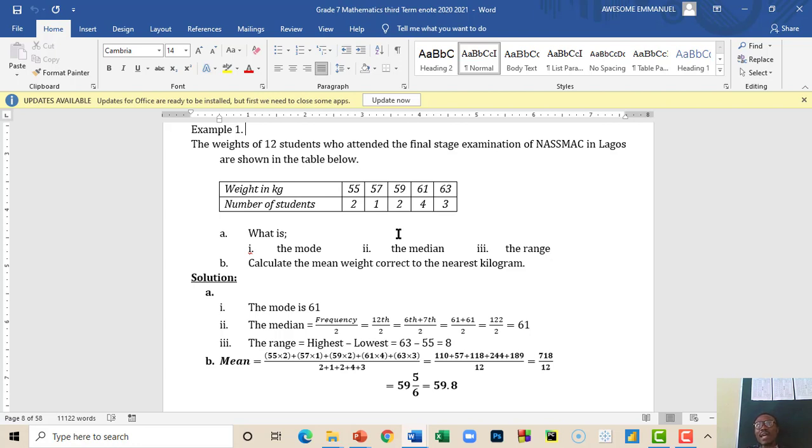Now if I have 11 entries, if I take 5 to the left and 5 to the right, I've used 10 and remain 1, so the median number will be the sixth item. So that is the concept of getting the median.